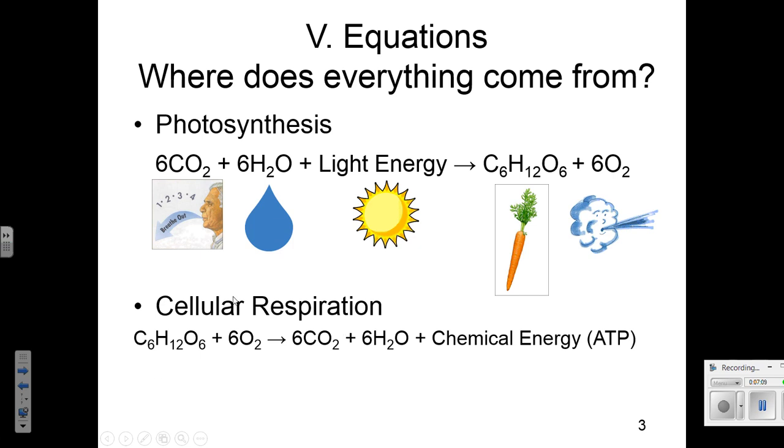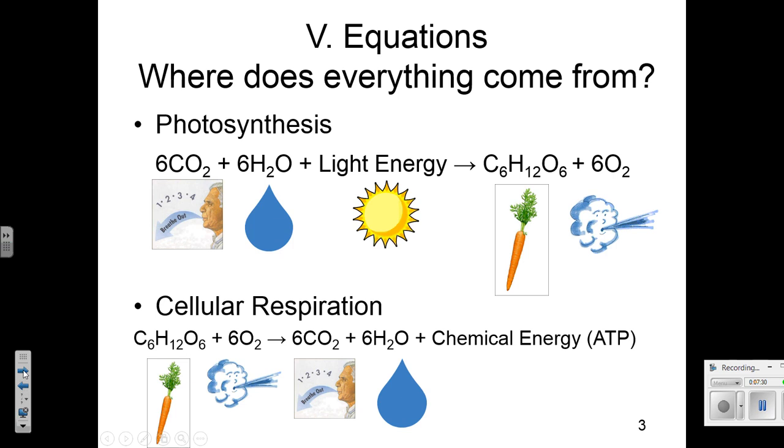Okay, now if you notice, the cell respiration equation is basically the opposite. So we eat the sugar and we breathe in the oxygen, and when we breathe out, we get rid of CO2 and water as waste. Both of these are waste products. And then our main product is a bunch of energy, so we can do all of our work.